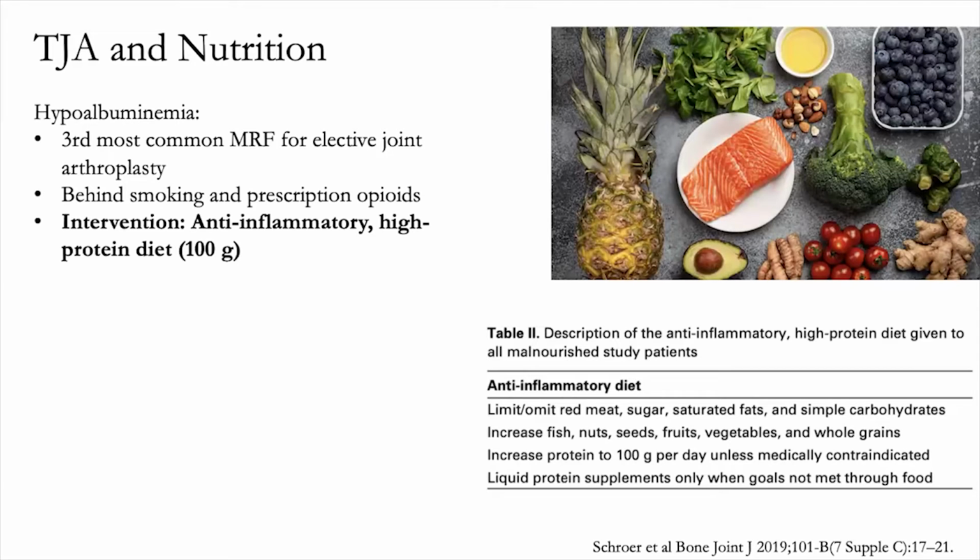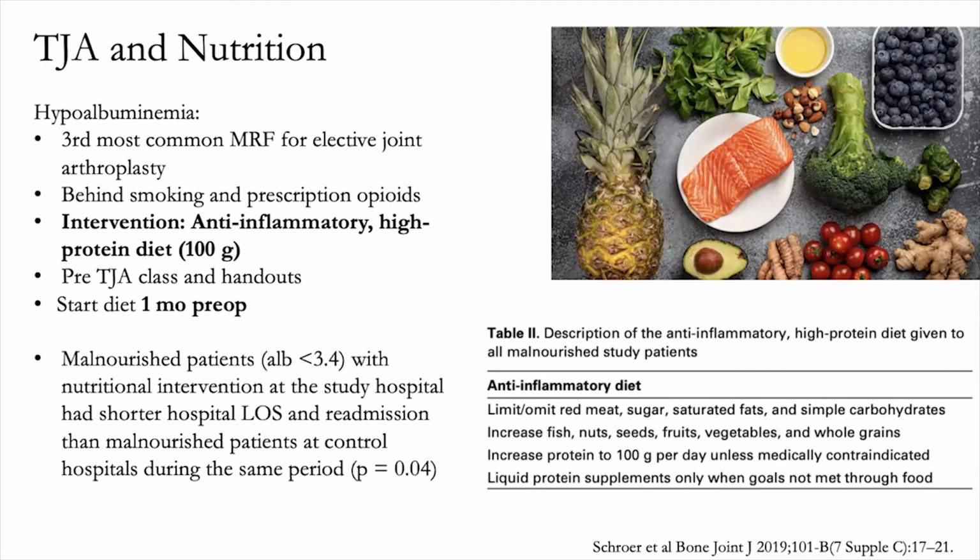Their intervention in this study was pretty simple: an anti-inflammatory, high-protein diet. They really just deferred to the patient to try to follow this diet, but it was a recommendation to minimize red meat, sugar, saturated fats, and carbs, and increase the good things: fish, nuts, seeds, vegetables. Aim for about 100 grams of protein per day. There was a mandatory pre-arthroplasty class that the patient had to attend, and they received handouts about nutrition. They were recommended to start that diet about a month pre-op. So one month pre-op, just start this anti-inflammatory diet.